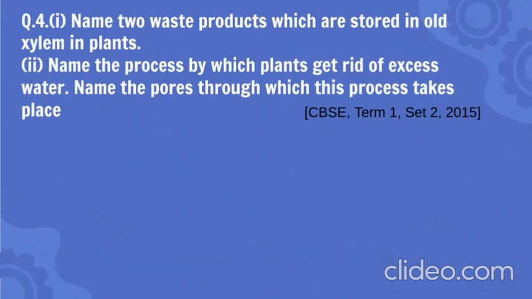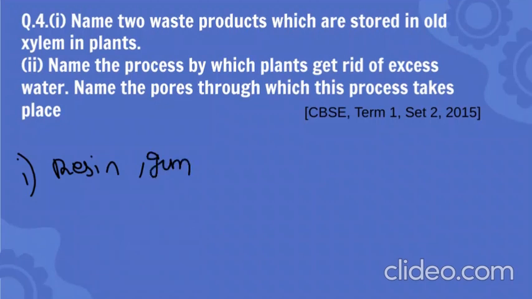Next question. Name two waste products which are stored in the xylem, and name the process by which plants get rid of excess water. Name the pores through which this process takes place. So there are two parts. I'll show you the answer also. Two waste products which are stored in the xylem: when the xylem gets old as a plant grows, two things are stored, that is resin and gum.